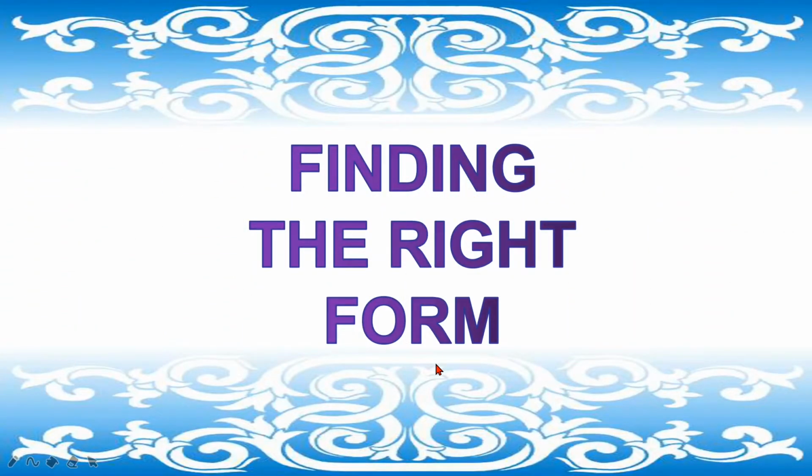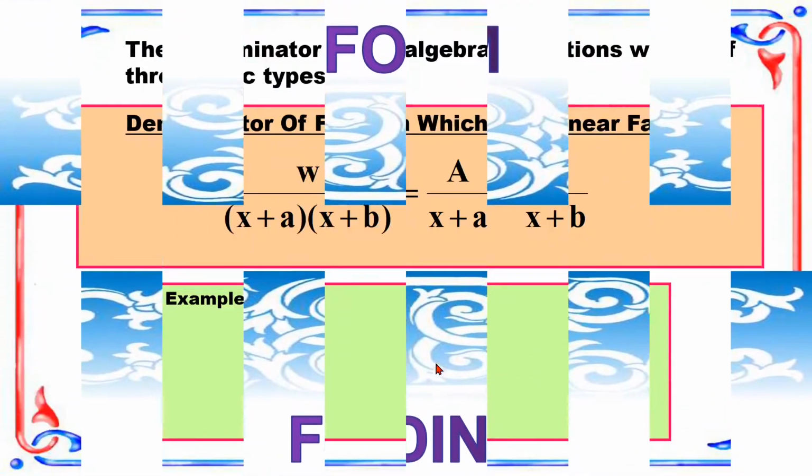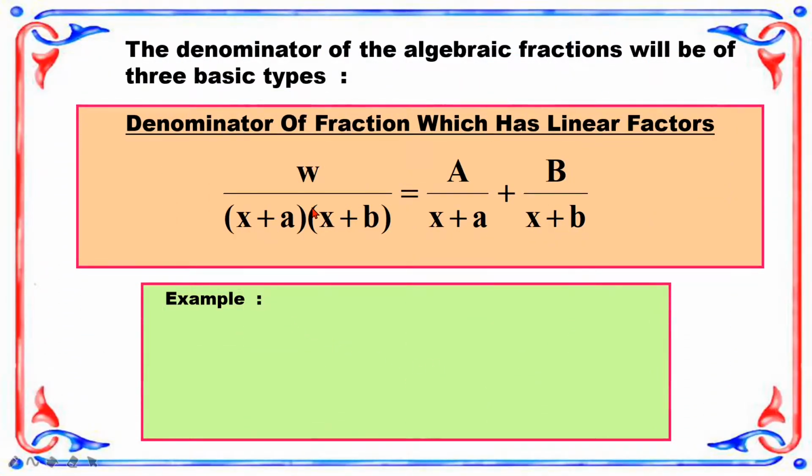It is very important to be able to determine the correct form for the partial fraction decomposition of our given rational function. If not, all our process during the calculation will be wrong. So I will concentrate this video on a lot of examples on this. Before we do that, let's look at the algebraic fraction first.